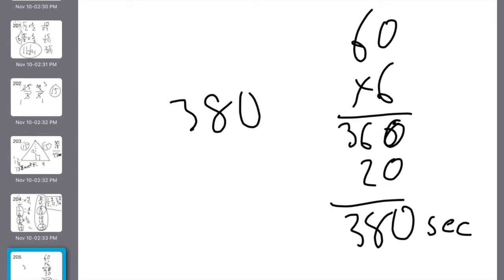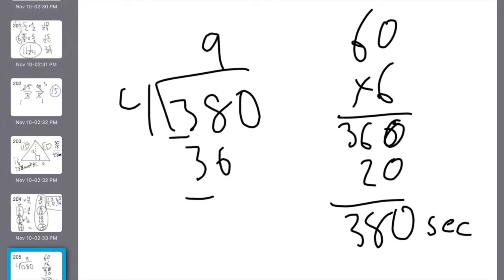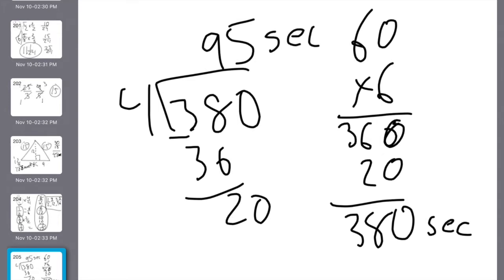So I take my answer from A of 380 and divide it by the 4 laps. Okay, that goes in there 9 times. That's 36. Subtract 20, that's 5. He's averaging 95 seconds a lap. Not very good if you're a trackster and you're in 7th, 8th, 9th, 10th grades like that. You got to get laps faster than that, but that's beside the point.